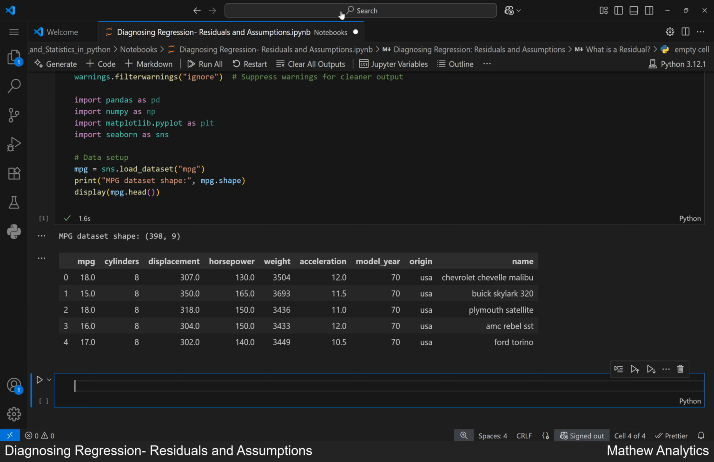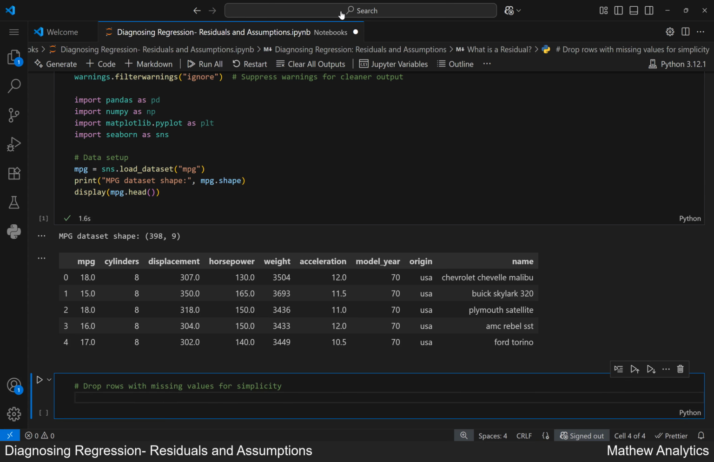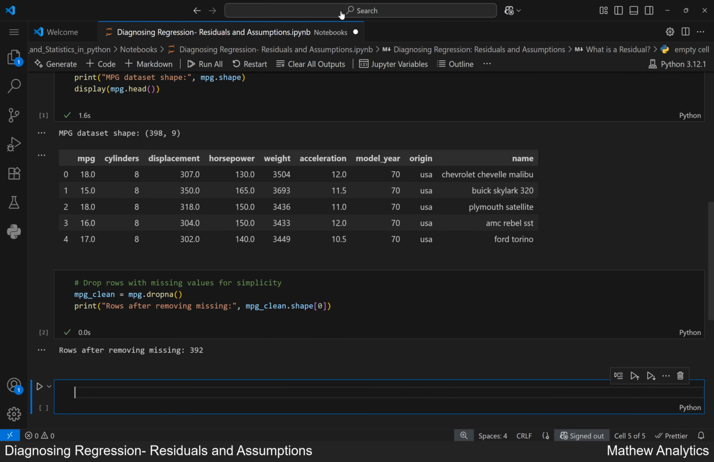Now we need a clean dataset, so let us fix missing values. We remove any rows that have missing or empty values. We save the clean data as mpg_clean. Here, we print out the number of rows left after cleaning. Running the cell now. Try checking what happens if you do not remove missing values.